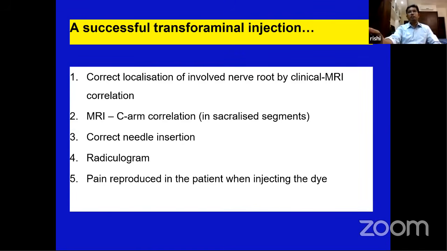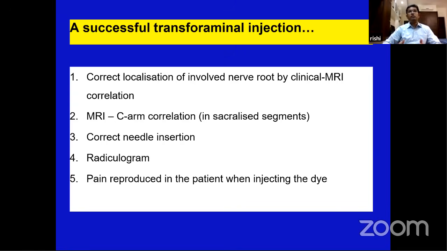So a successful transforaminal injection, when do we say it is a successful selective nerve root block? The first thing is, make sure that you are able to correctly localize the involved nerve root by clinical and MRI correlation. Clinically, you examine the patient, who has typical pain going along the back of the thigh into the calf region with numbness in the first web space, and you take an MRI. MRI shows a posterolateral disc herniation on the same side at the L4-5 level. Then you have a good localization based on clinical and MRI diagnosis.